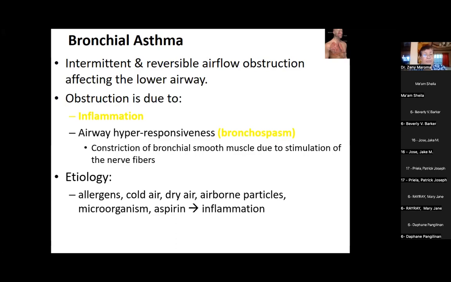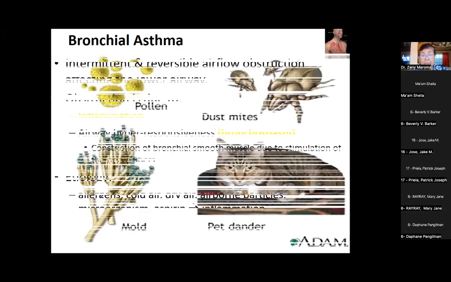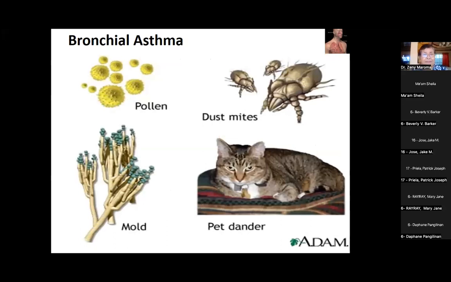And it could also be secondary to microorganism and even allergy to aspirin. Meron din tayong exercise-induced asthma. Okay? So ano yung ating mga inhalants? Could be pollens, no, dust mites, mold, pet dander, okay?